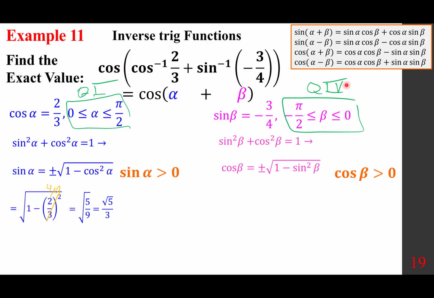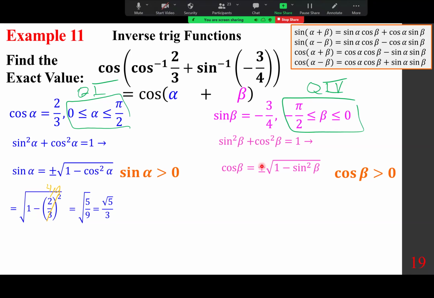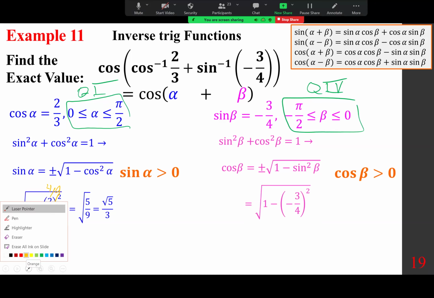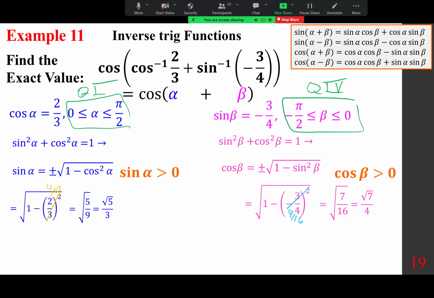All right, so therefore, plus square root of 1 minus sine squared beta. So this one to the power of 2, and this is 9 over 16, and 1 minus that is 7 over 16, and its square root is square root of 7 over 4.